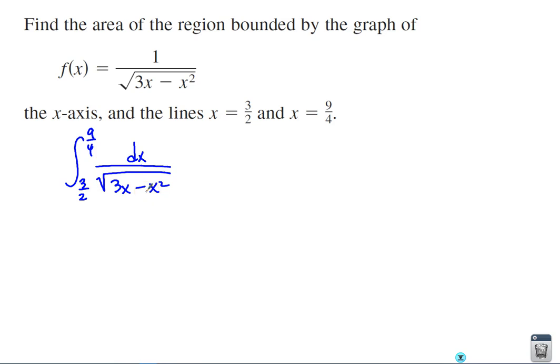I've got a square root and then the things are subtracted, so it looks a lot like arc sine. But in order for me to use arc sine, it needs to look like arc sine of u over a plus c, from the integral of du over square root of a squared minus u squared. So it's close to that, but not quite.